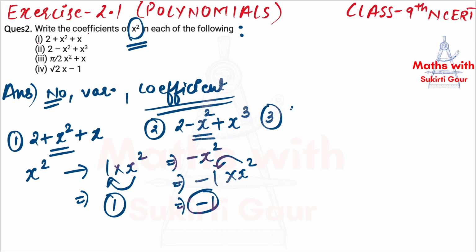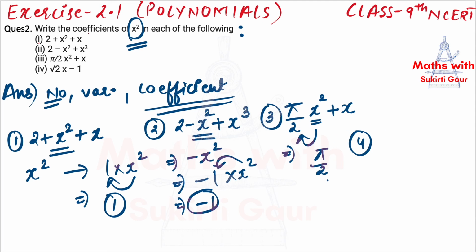Third part is pi by 2 x square plus x. In this also, x square has a constant attached with it by multiplication sign, that is pi by 2. So the coefficient of x square will be pi by 2. In the fourth part, root 2x minus 1. Here we do not have any term containing x square, so the coefficient of x square will be nothing but 0. I hope you have understood both of the questions, and you can revise them at home and you can watch the video again.